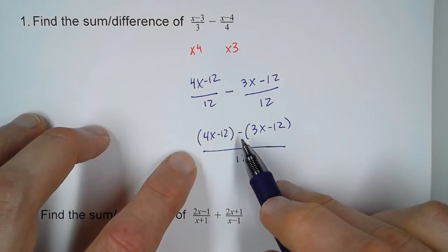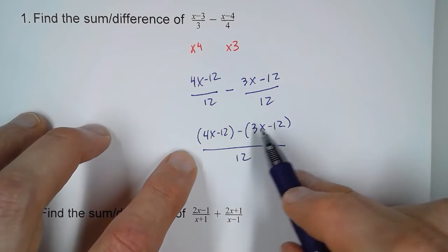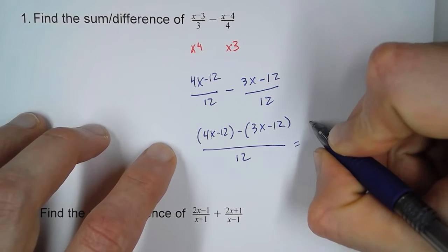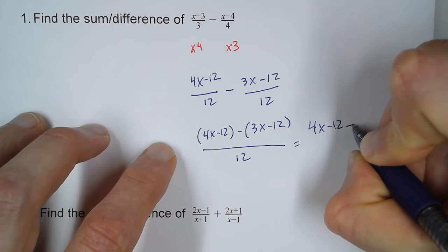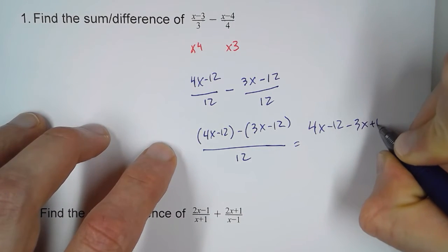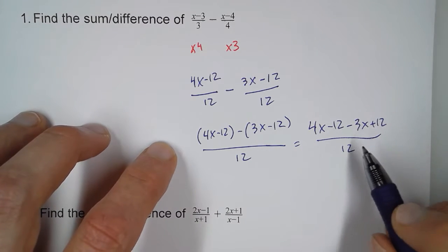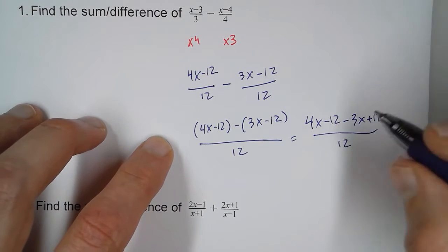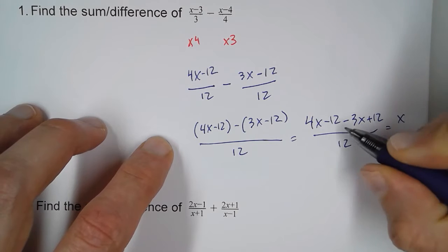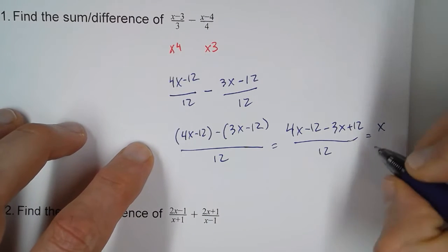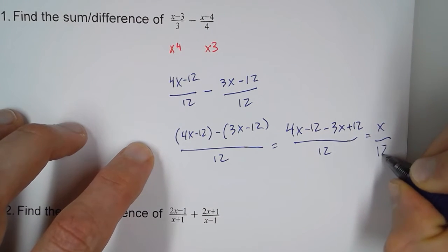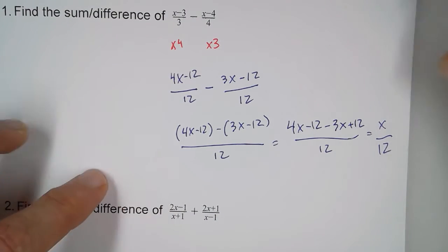And so we do this to remember that the negative distributes into this fraction. So we have 4x minus 12 minus 3x plus 12 all over 12. So that means the 4x minus 3x leaves us with just x, and negative 12 and 12 just leaves us with 0. So our answer is x over 12.